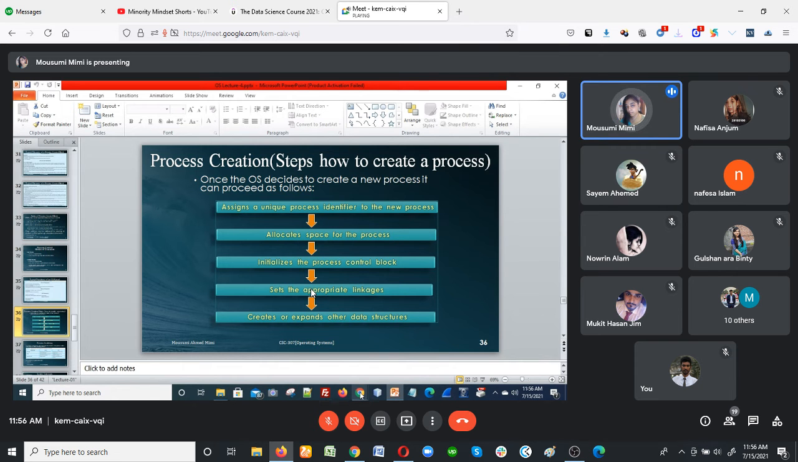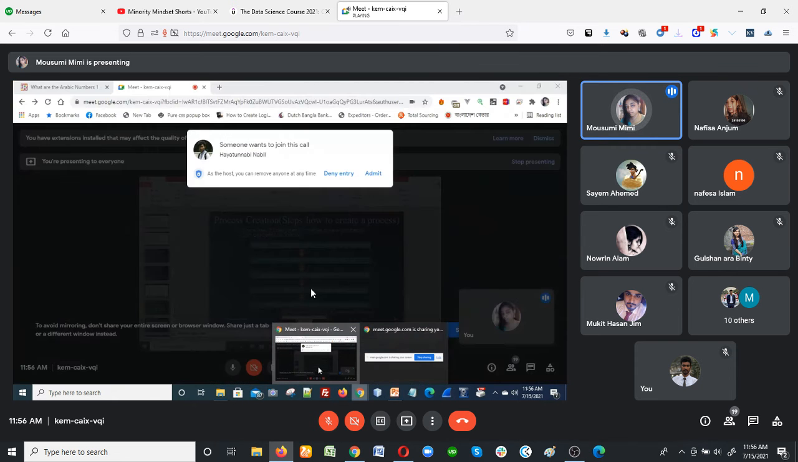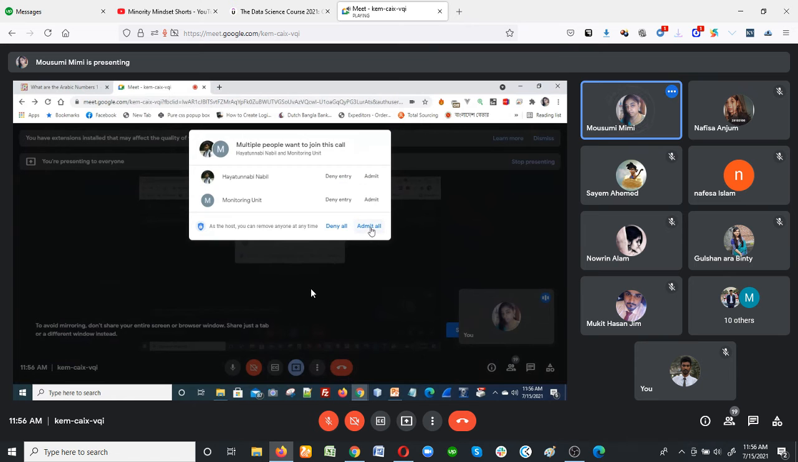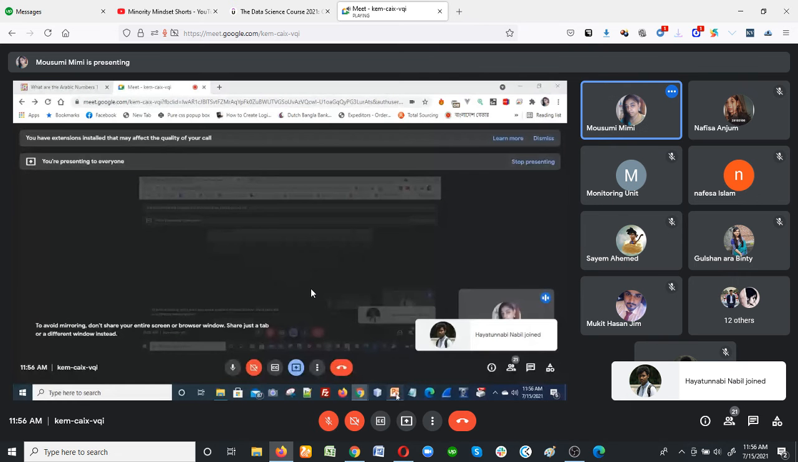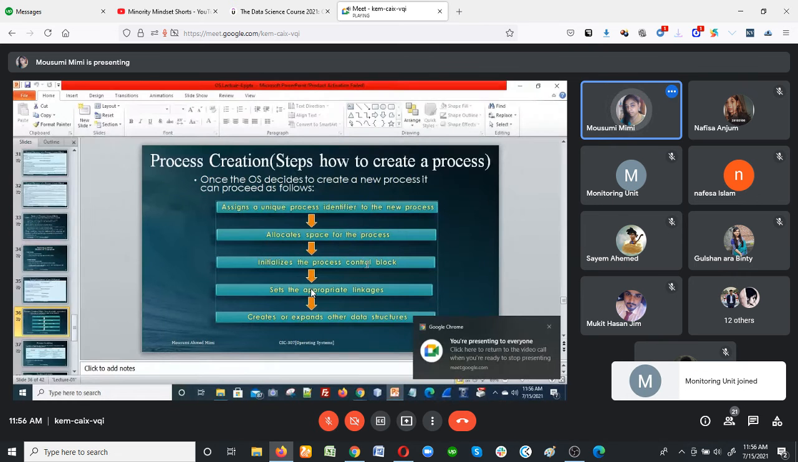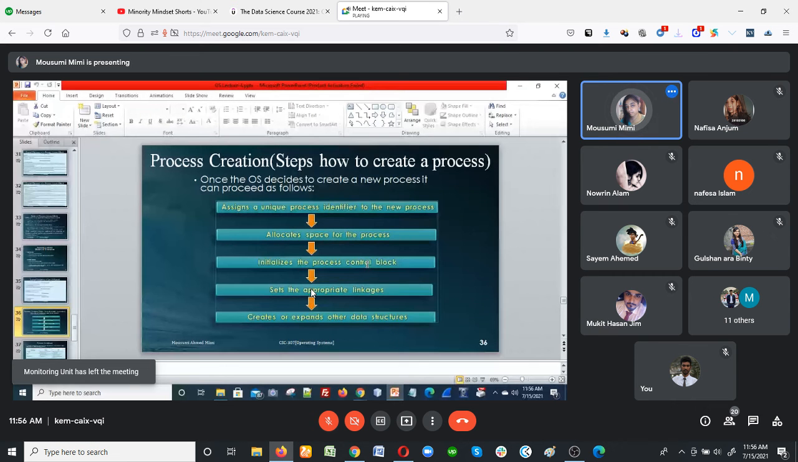Means it finds out what the address is. So what is the address of that process? It is the process control block. After finding the address, it provides all the information about the process to the process control block. After that, it sets the appropriate linkage. Means it provides all the files and folders that are needed to run that specific application software.